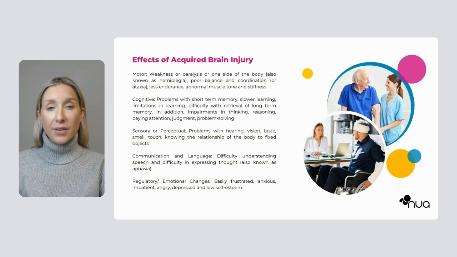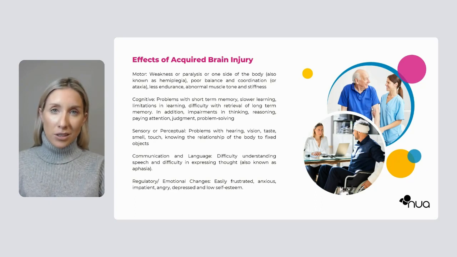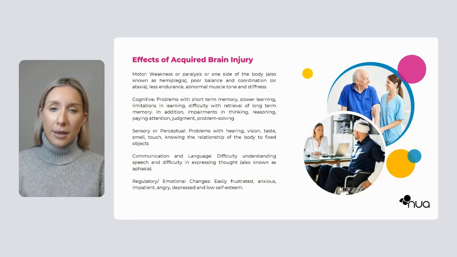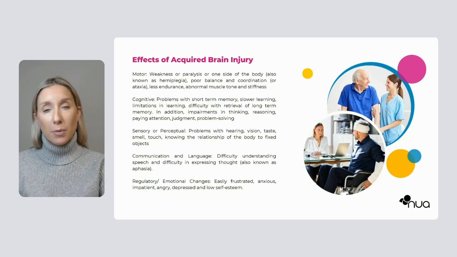Here are some specific effects of an acquired brain injury. Motor effects include weakness or paralysis on one side of the body, also known as hemiplegia, poor balance and coordination, which is also known as ataxia, reduced endurance, abnormal muscle tone, and stiffness. Cognitive impairments include problems with short-term memory, slower learning and limitations in learning, and difficulty with retrieval of long-term memory. In addition, individuals who experience an ABI may experience impairments in thinking, reasoning, paying attention or concentrating on a task, and may display poor judgment and poor problem-solving skills.